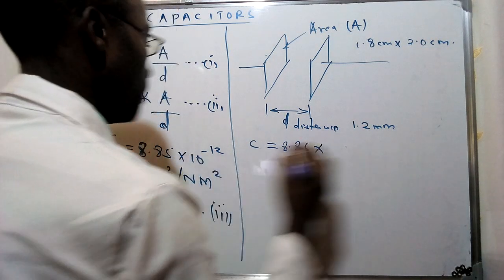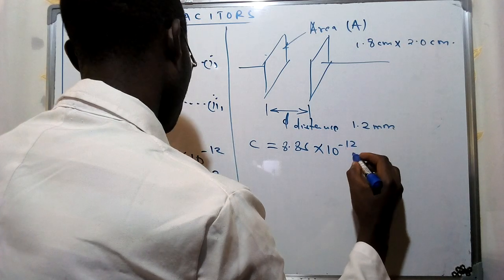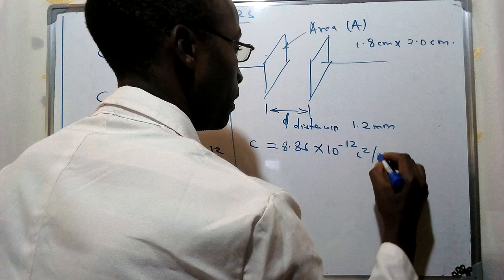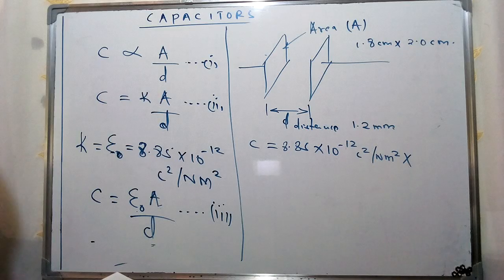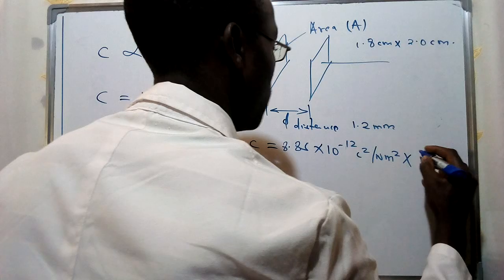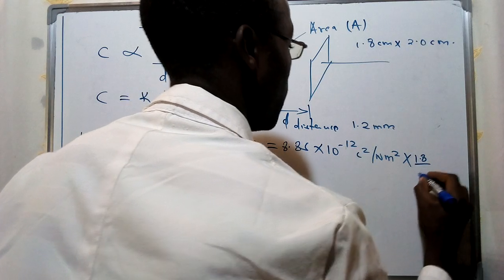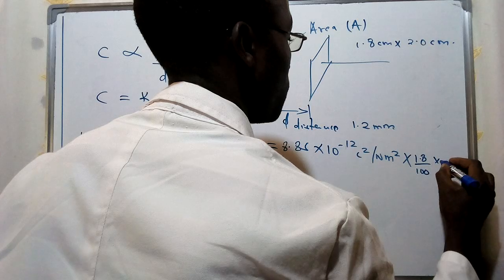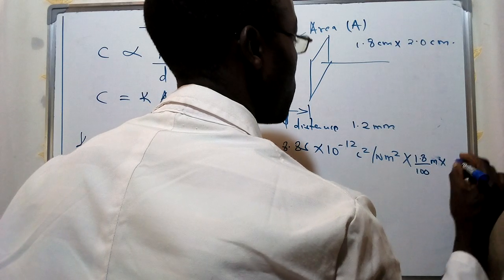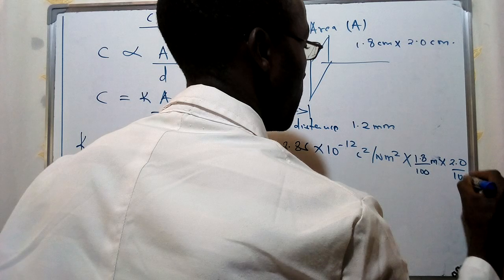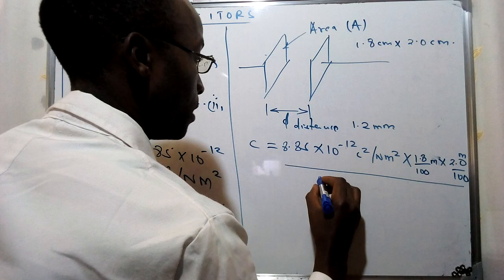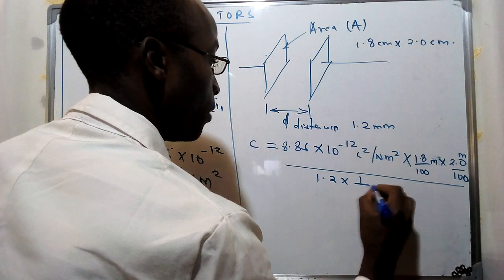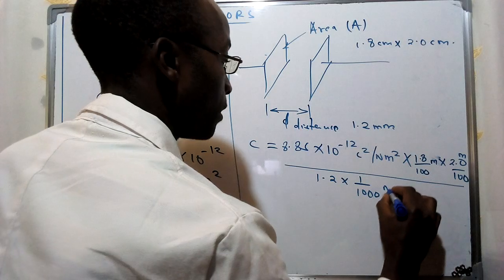So we're going to have capacitance given in terms of 8.85, which is our permittivity, times 10 negative 12. Perhaps we can include this so that we can develop the final part of the dimensions in which we're going to express our capacitance. So in this case, it is going to be a constant times the area. To find the area, it's going to be 1.8 divided by 100, so we're converting this directly into meters, times 2.0 divided by 100, and this is going to be meters. This is all over the distance of separation, which is 1.2 times 10 negative 3. So we're also going to express this in terms of meters.